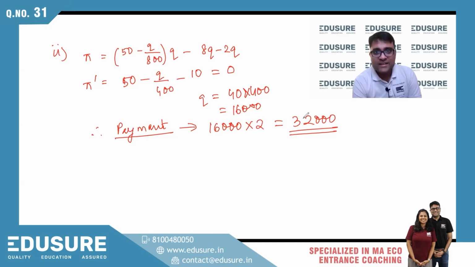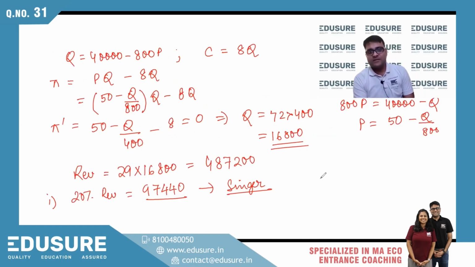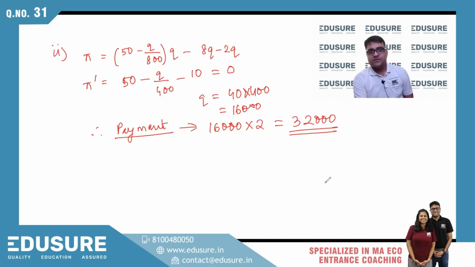Those who are getting 33,600, please understand, यही क्वांटिटी नहीं होगा सेकंड केस के लिए, क्योंकि सेकंड केस का प्रॉफिट मैक्सिमाइजिंग equation will be different. It's not the same as the profit maximizing equation of the first part. This is the profit maximizing equation of the first part. For the second part, this is what will be the profit maximizing equation. Therefore, the quantity will change. It will be 16,000 instead of 16,800, and the payment made to the singer will be this much.